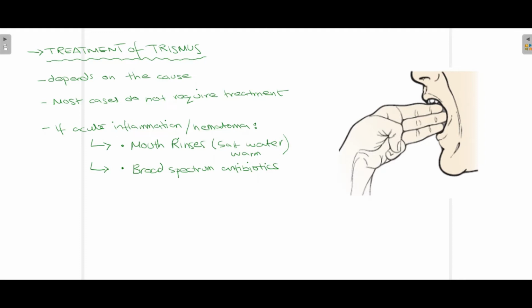But sometimes, if, for example, there is some acute inflammation, that is some infection or hematoma, we instruct the patient to do warm salt water mouth rinses. And in cases of infection mostly, we prescribe broad spectrum antibiotics to relieve the acute inflammation, and when the inflammation is resolved, it automatically improves the mouth opening of the patient. So this is how we identify and treat trismus as a post-operative complication.